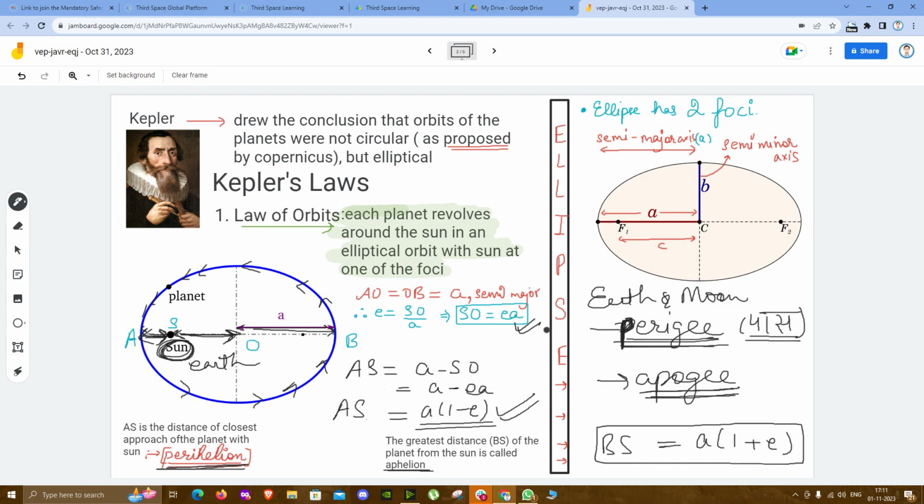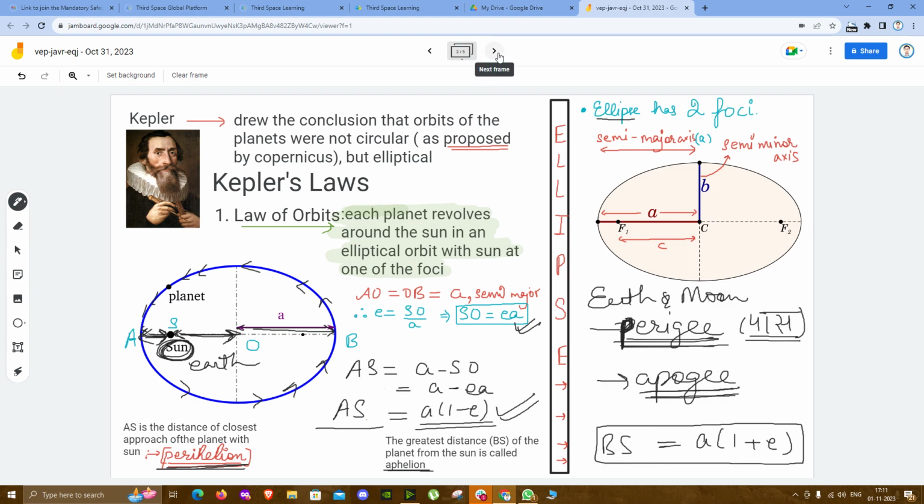So this was all about Kepler's first law. You need to understand the ellipse, and then we understood what the law of orbits means. So the sun should be at one of the foci of that elliptical orbit, and these were the values of perihelion and the aphelion.